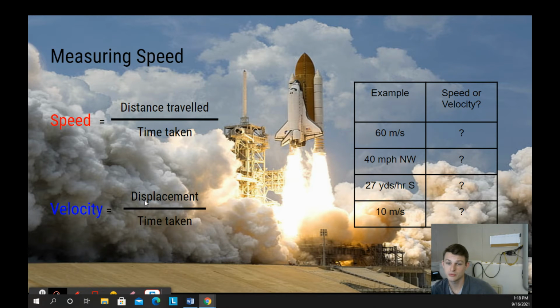And then also the numerator in their equation are different. So speed is distance traveled. This is, I'm traveling 60 meters, okay? And it's within so many seconds, within 1 second.